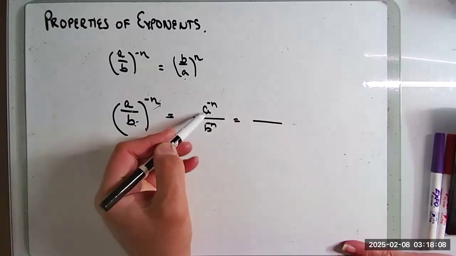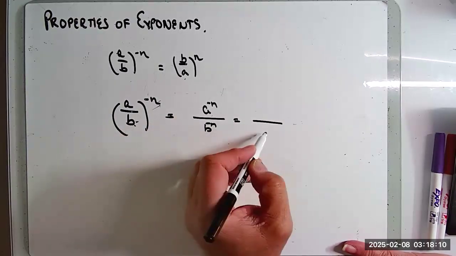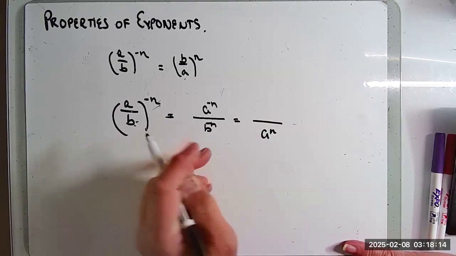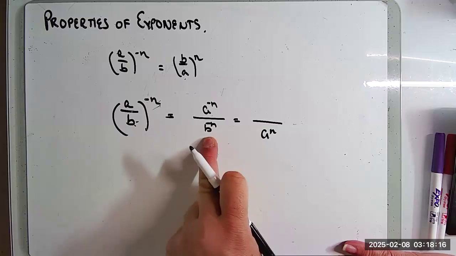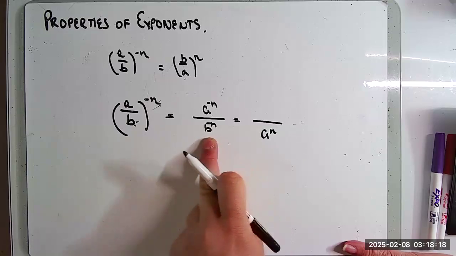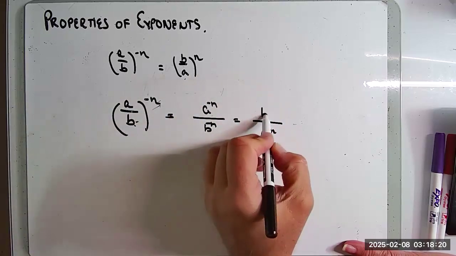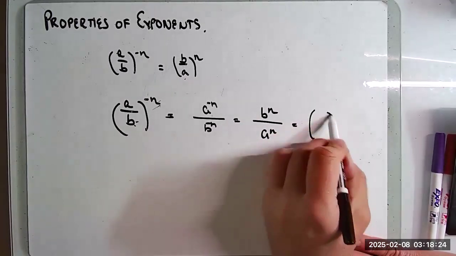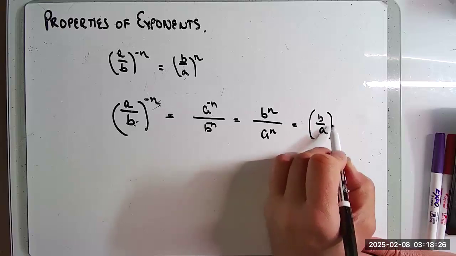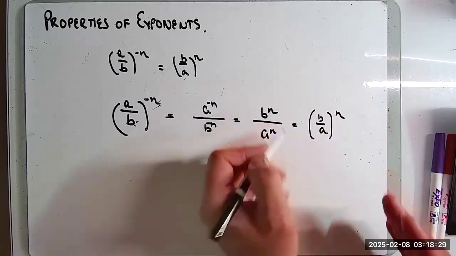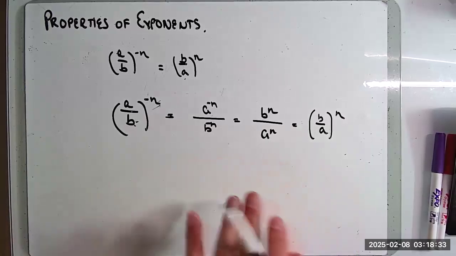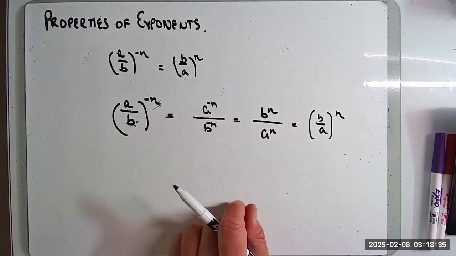But of course, we don't like negative exponents, so we can move this guy to the bottom. And for the same reason, if the exponent is negative in the denominator, we can always move it to the numerator. And of course, this is the same thing as b over a, to the n. Same exponent, we can always, quote unquote, pull it out. Yeah. So that's that rule.